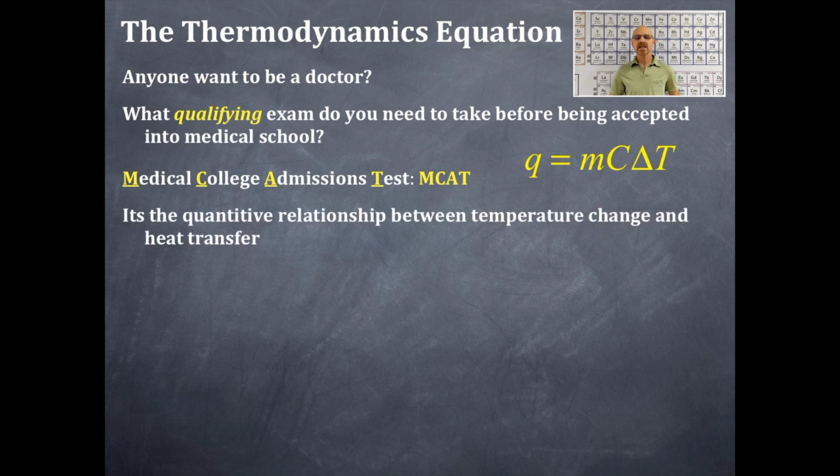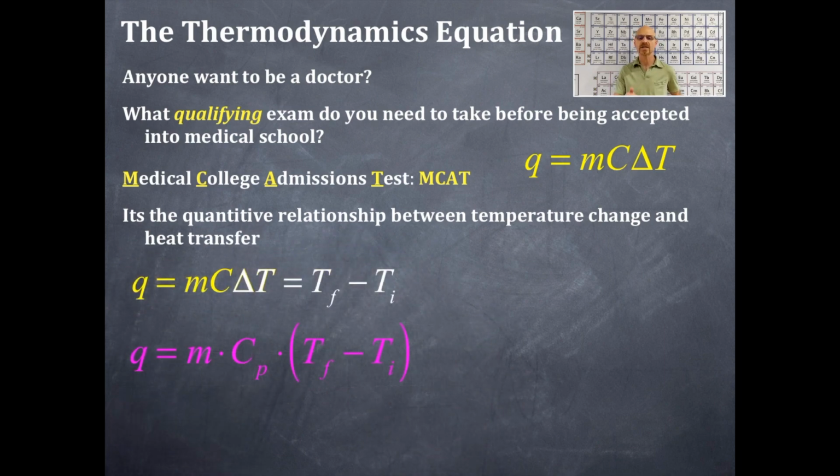It is the quantitative relationship between temperature change and the heat transfer, and that's what we're going to be talking about. Okay, so Q equals MC delta T. That is the equation. Okay, and so what we're going to do is we're going to substitute what is known here. So we're going to substitute in for delta T, TF minus TI. TF is the final temperature. TI is the initial temperature. So we're going to substitute that in there.